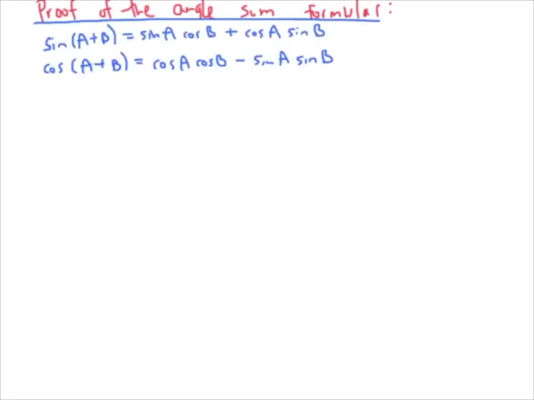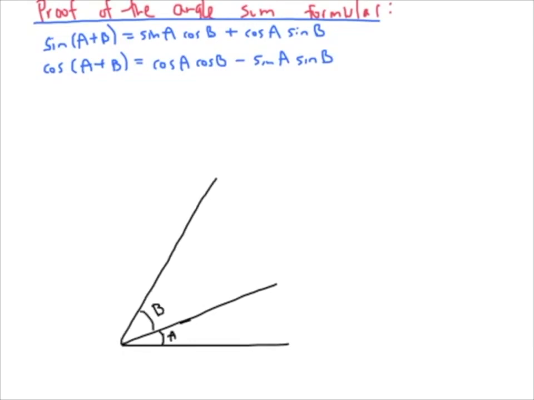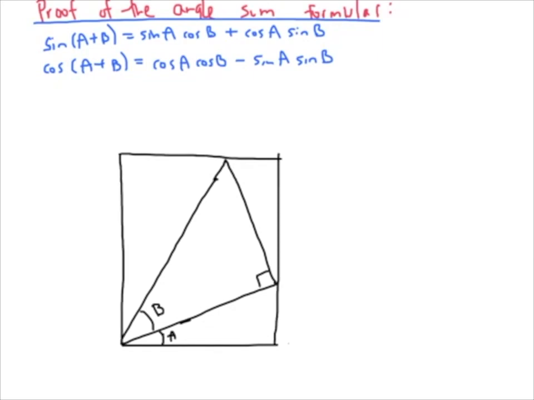To prove these formulas, let me start by drawing an angle A and an angle B on top of that. Next, I'm going to draw a line perpendicular to this middle line, and I'm going to extend the top line until it meets that perpendicular, making a right triangle. Finally, I'll draw a rectangle around that right triangle that just touches its vertices. My rectangle is now divided up into 4 right triangles, and I'm going to choose units of measurement so that the hypotenuse of my middle triangle has length 1.